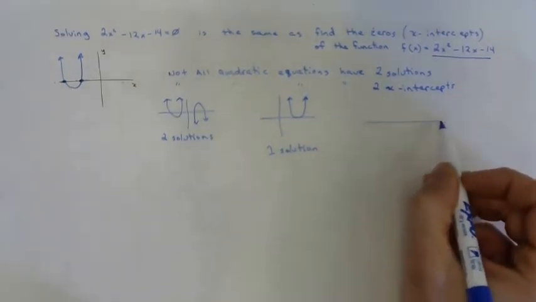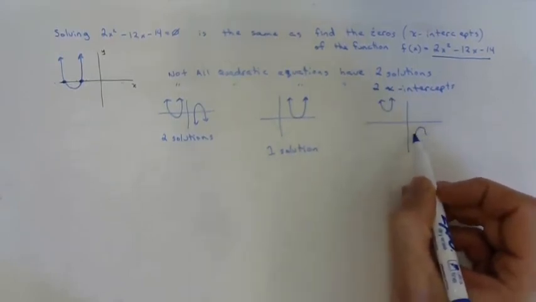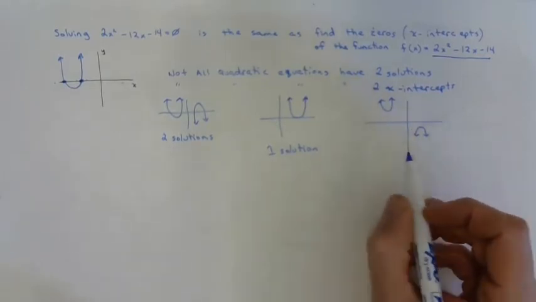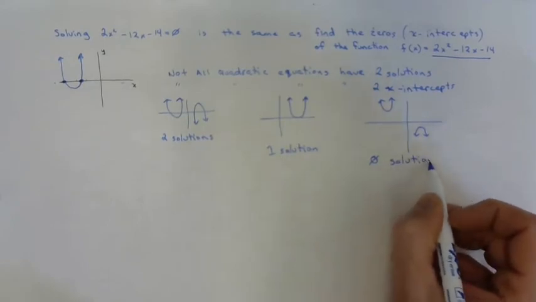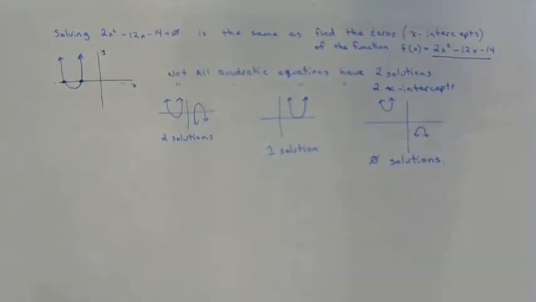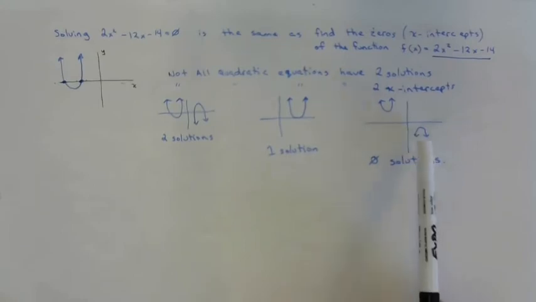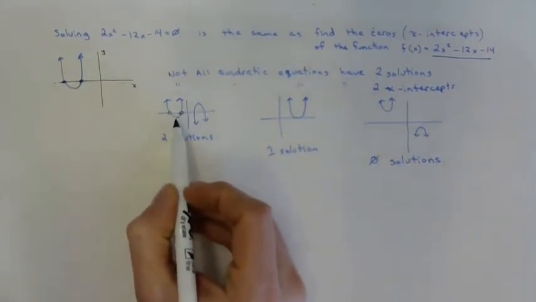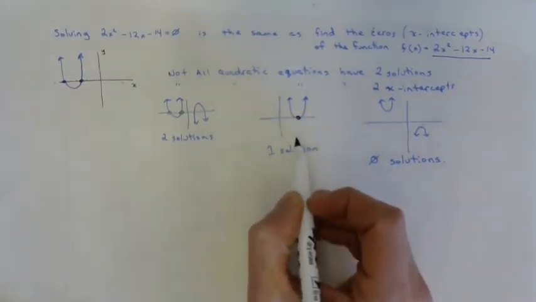The other option, of course, is no solutions. If you are above or below the x-axis, and you open up here and you open down here, there are 0 solutions. You could not solve that. It is not solvable because there are no values of x that will make the function 0. Let me say it again. Here, there are two values of x that make the function equal 0. Here, there is only one value of x that makes the function 0.